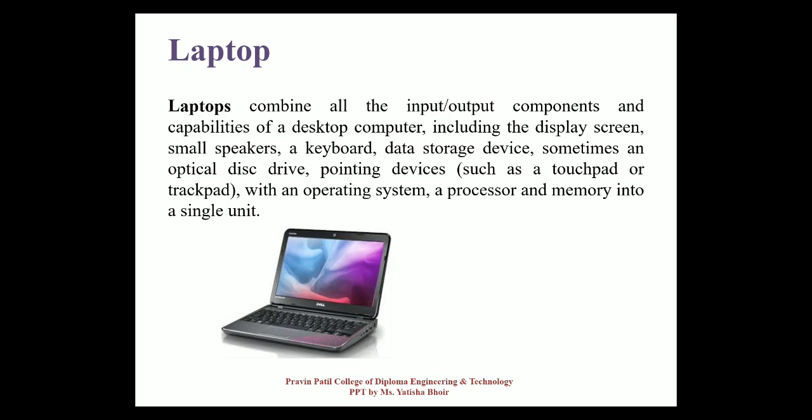With an operating system, it has an operating system like Windows 7, 8, 10. A processor, it also has a processor and memory in a single unit. Means all these components on the motherboard are a single unit in the laptop, right? It doesn't have a separate CPU. It has all the components in a single unit. For that, it doesn't have any separate parts like a desktop computer. For that, it is portable. You can take a laptop everywhere you go. It is portable, means you can take a laptop everywhere, and it is not heavy like desktop computers. It combines all the parts together.